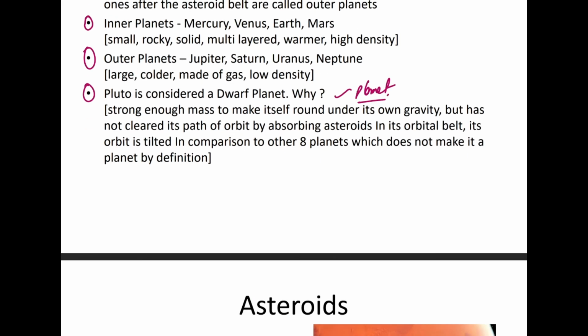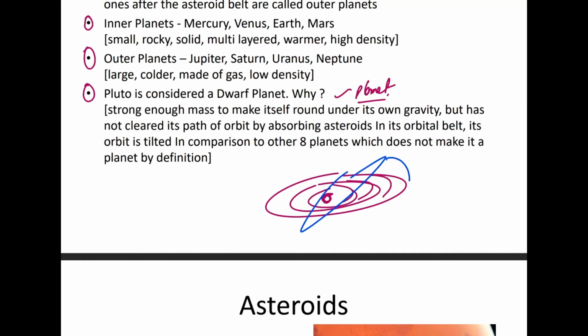So the problem that we face right now is that if this is the Sun, all the orbits are like this. For example, like this, around the Sun. The orbit of Pluto is something like this. So it doesn't match with the rest of the rings. Its path doesn't match with the rings. Plus, it hasn't completed its journey, or it has not been able to absorb all the asteroids in its path so that it may have a clear path of rotation.